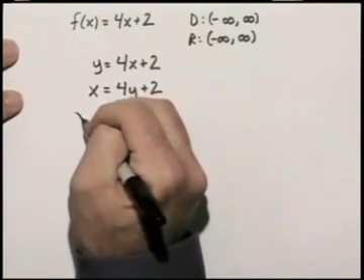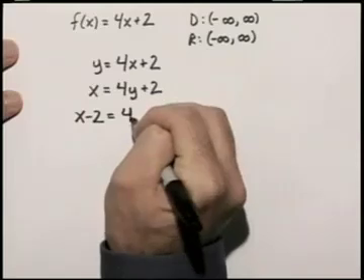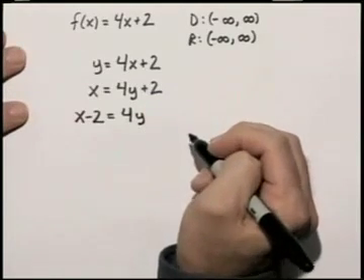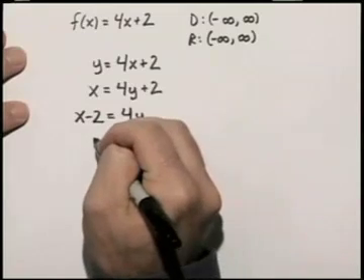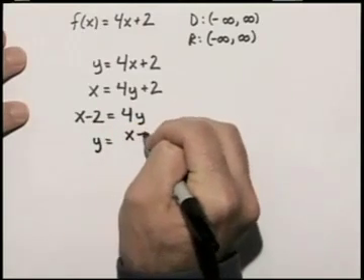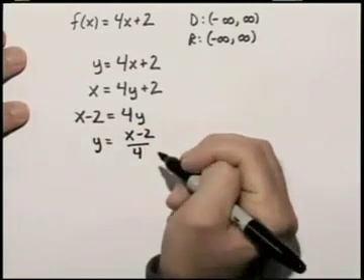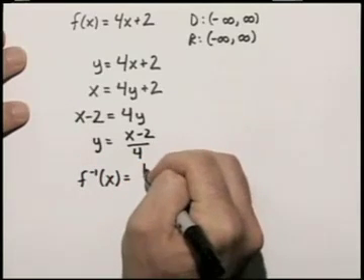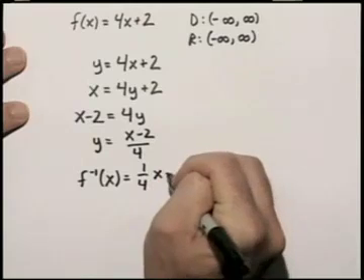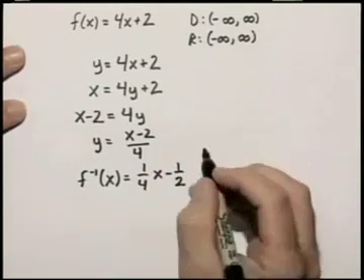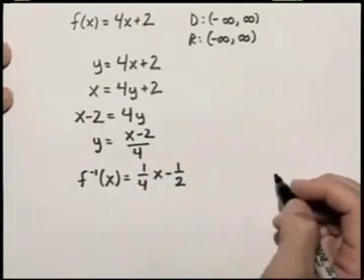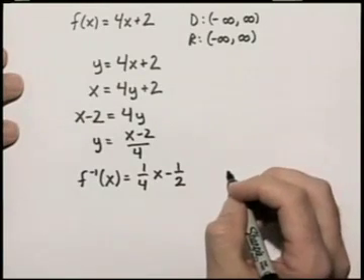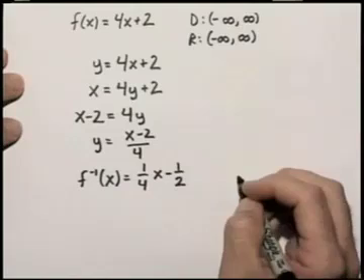We subtract 2 from both sides of the equation, and we get x minus 2 equals 4y, and then we divide both sides of the equation by 4, and we get y equals x minus 2 over 4. So the inverse function, f inverse of x, is 1/4 x minus 1/2 after dividing the 4 into both terms in the numerator. Now what we're going to do is verify that we did in fact find the correct answer.